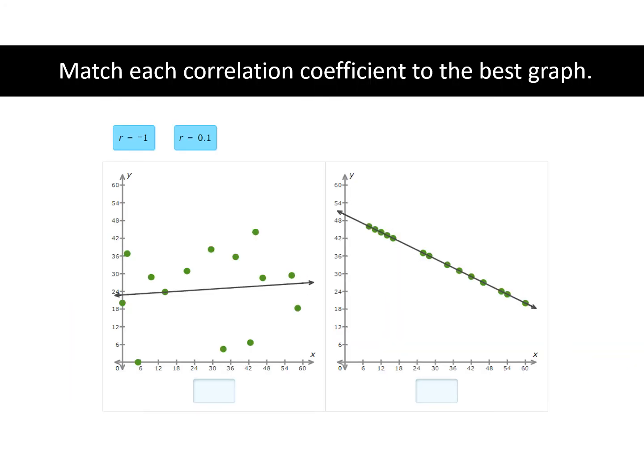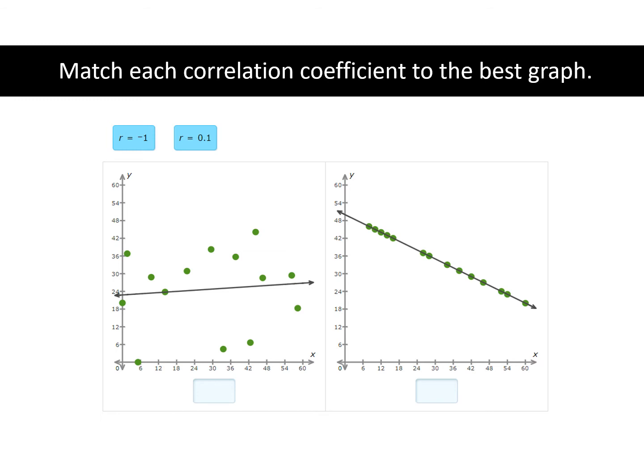All right, so let's see if we can do a little matching based on the information that we looked at. Here you're given two graphs and two different correlation coefficients. One is r equals -1 and r is equal to 0.1. And one of the key features for me is just to notice the sign of the R value. If it's a positive R value, then we should have a positive slope. If it is a negative R value, we should have a negative slope. So this one's actually pretty easy if we just use that piece of information.